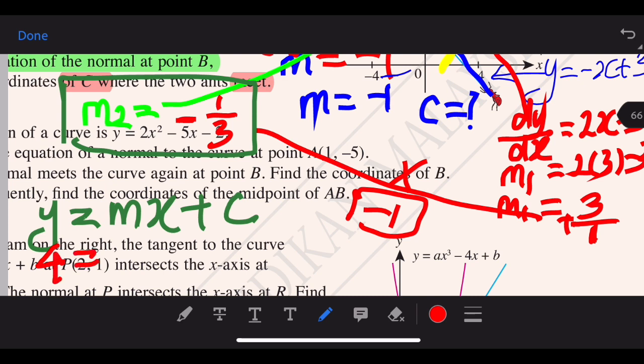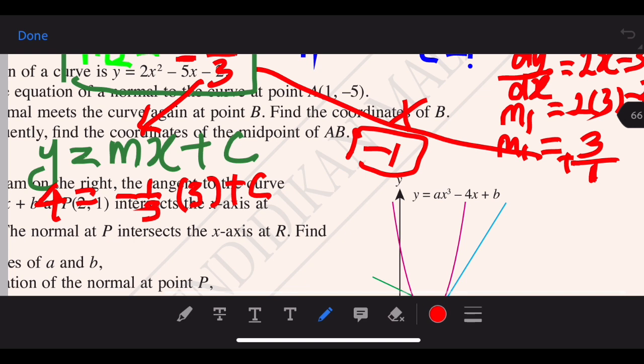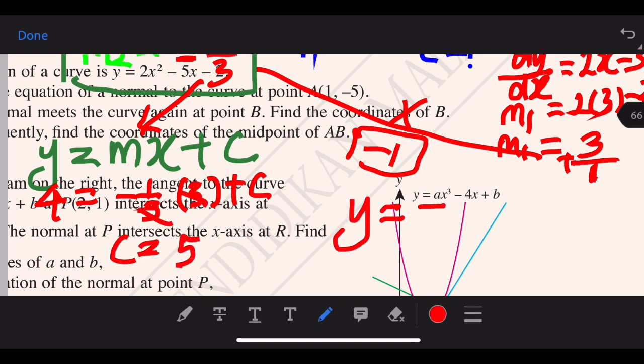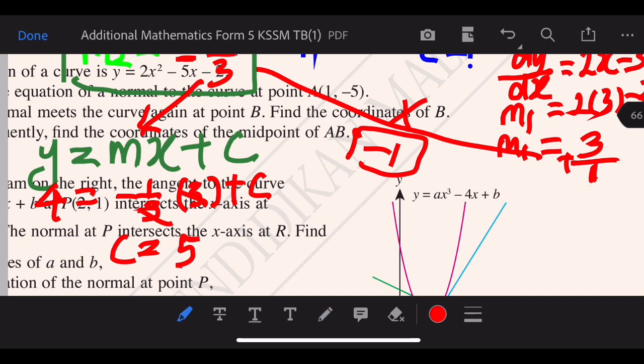m must be the normal. Don't use the tangent. You must be very sure what is what. So m is negative 1 over 3, then 3 plus c. So the c is 5. Okay, so your equation will be y equals negative 1 over 3 x plus 5, right? So this is the so-called equation of the normal, right?